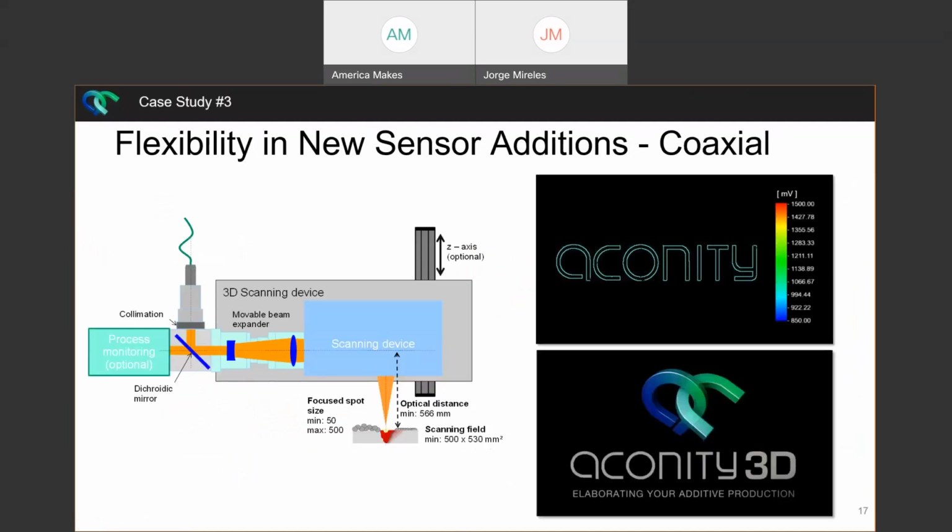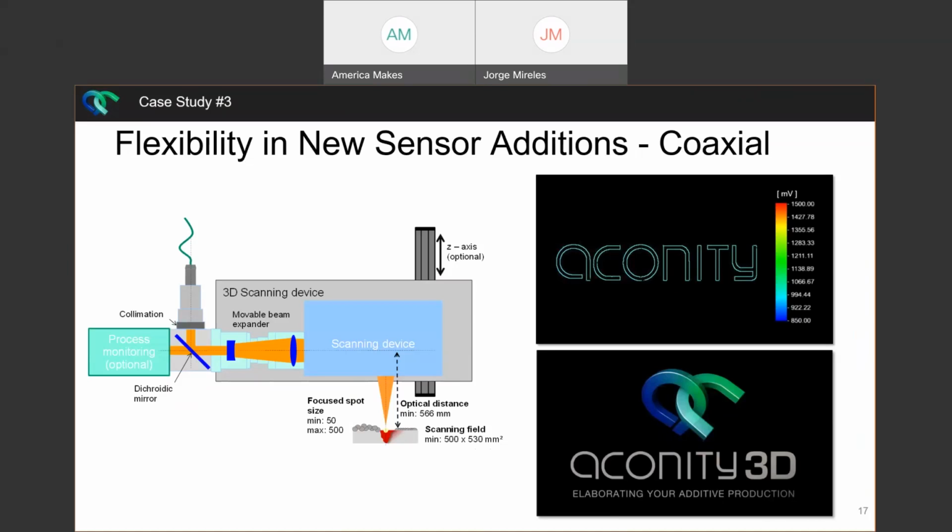Finally, similar to our flexibility in hardware additions is the flexibility in sensor additions, right? We have done a ton of work in the process monitoring area, not just as Econity, but working with our partners. Today we offer technically two different types of options, which I'll talk about. So coaxial or inline monitoring, basically coaxial to the laser beam, and then off-axis.